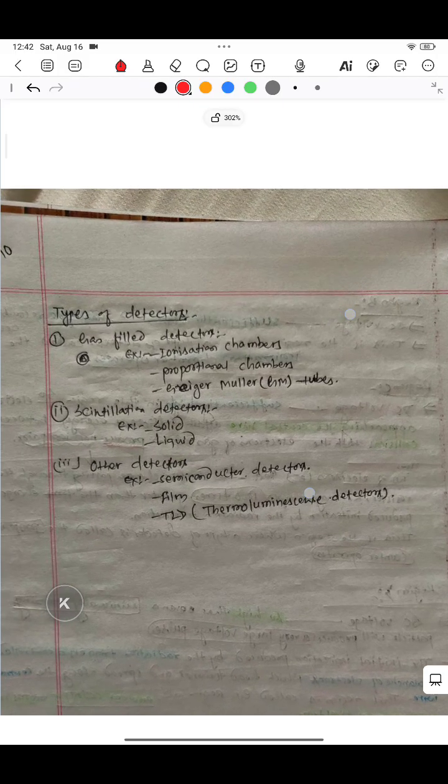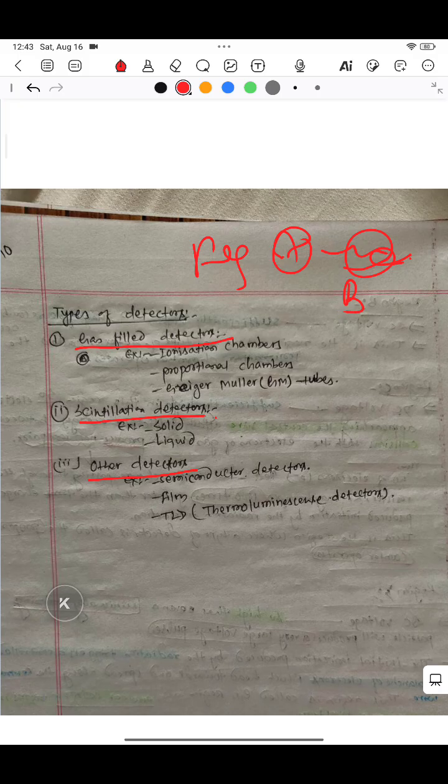The next question was, what are the types of detectors with examples? There are three types basically: gas filled detectors, scintillation detectors, and other detectors. For gas filled, in region A there is no detection, as there is only recombination.